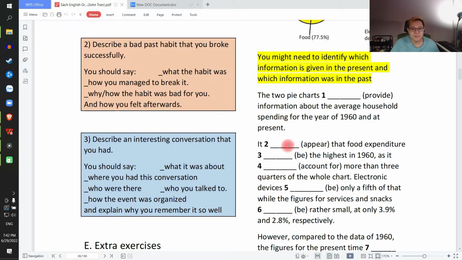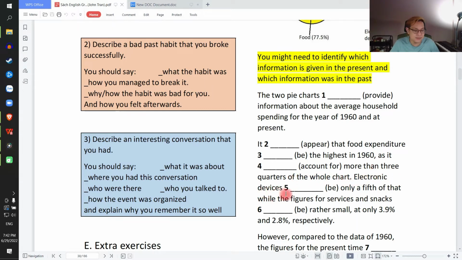Number 2. It appears that food expenditure was the highest in 1960. Số 6, 6 kéo dài ra. Number 6, 1960, 19 kéo dài rồi, còn 6 kéo dài á. 1960, as it accounted for more than 3/4 of the whole chart. Three quarters of the whole chart.